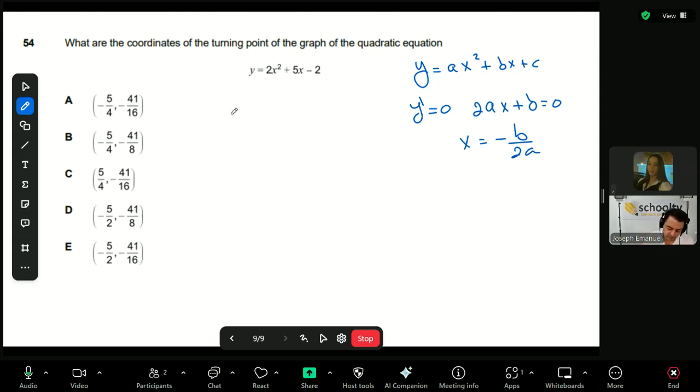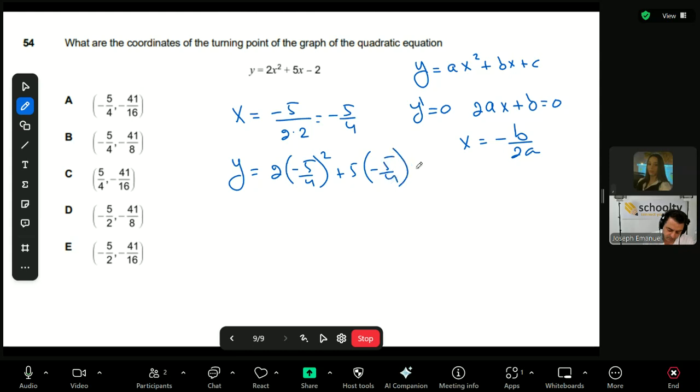So in this case you have the turning point x coordinate is minus 5 divided by 2 multiplied by 2. So this is minus 5 on 4. This is the x coordinate. So substitute it in the equation, and you will have the y: 2 multiplied by minus 5 on 4 squared plus 5 multiplied by minus 5 on 4 minus 2. So this will equal how much? You have 2 times 25 on 16 plus minus 25 on 4 minus 2.